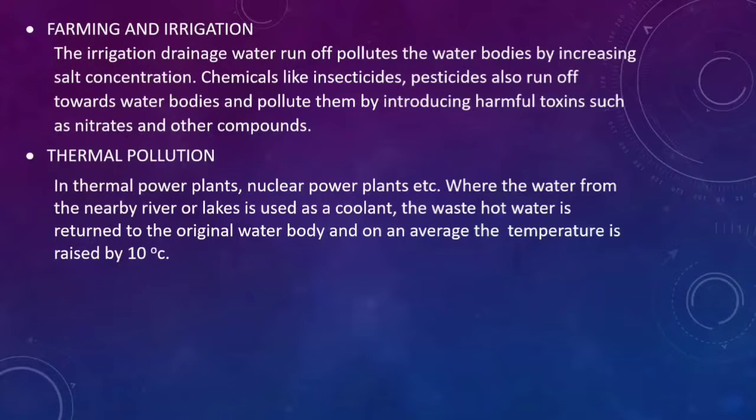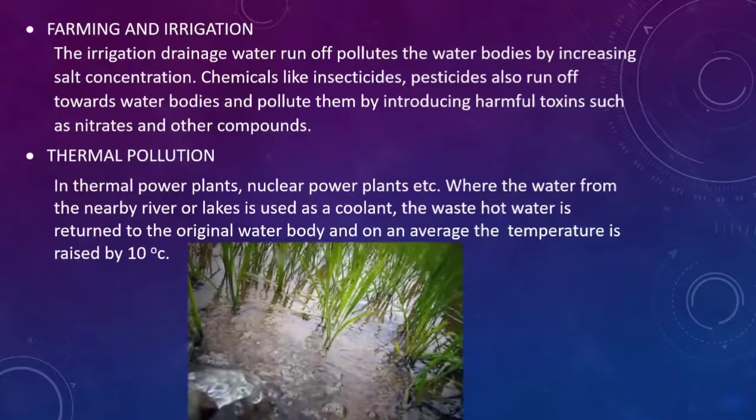Farming and irrigation. The irrigation drainage water runoff pollutes the water body by increasing salt concentration. Chemicals like insecticides and pesticides also run off toward water bodies and pollute them by introducing harmful toxins such as nitrates and other compounds.